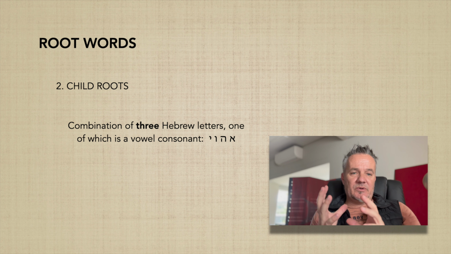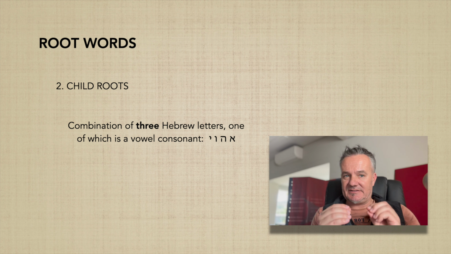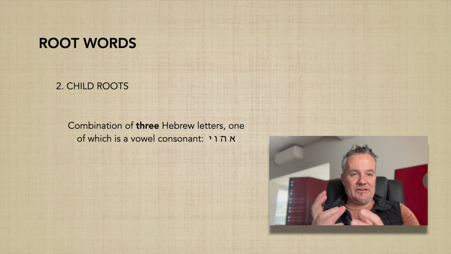Child roots are normally three-letter words, as are adopted roots. The difference being, the rule with a child root is when you take a parent root and you add any of the weak consonants, specifically the aleph, the hey, the vav, and the yod. When any of those four consonants, or consonants doubling up as vowels, are added into a parent root, we get what we call a child root, a three-letter root word.